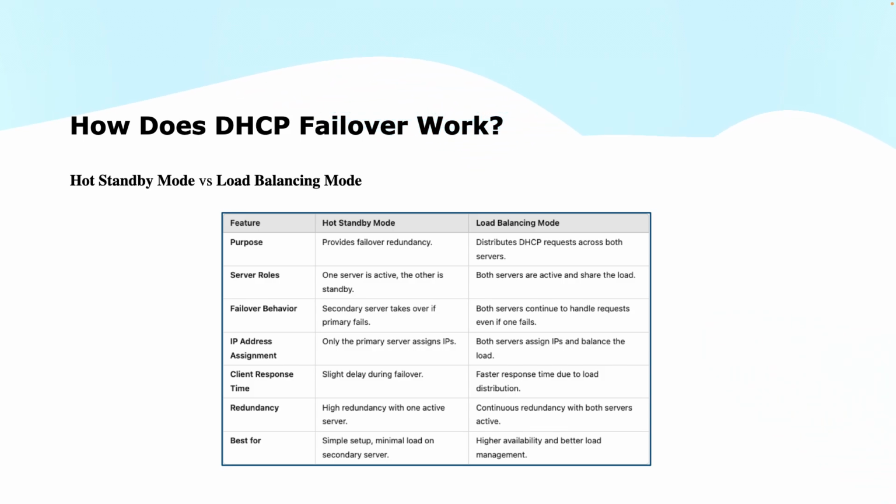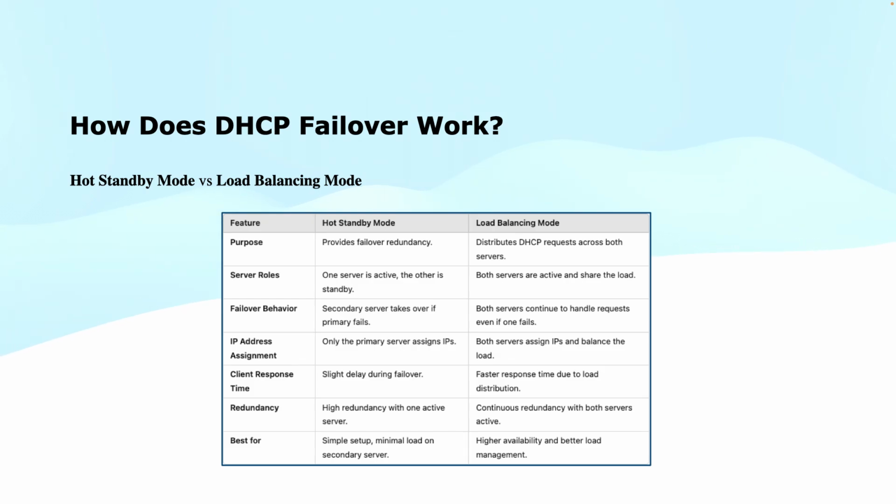Well, if we compare the hot standby mode and load balancing mode, the first thing is purpose. Hot standby provides failover redundancy, whereas load balancing distributes the DHCP requests across both the servers. As far as the server roles are concerned, one server is active, the other one is on standby mode. In load balancing, both are active. Failover behavior: the secondary server takes over if the primary fails. In load balancing, both servers continue to handle requests even if one fails.